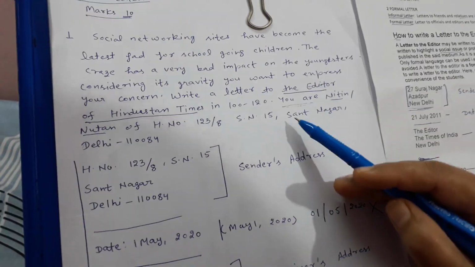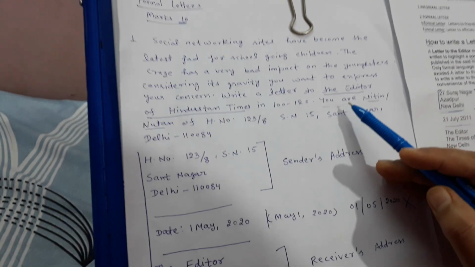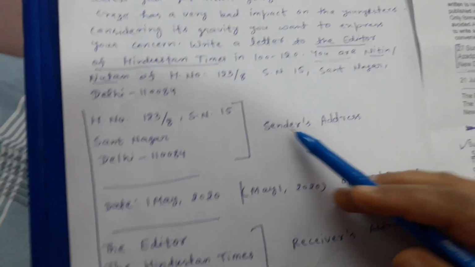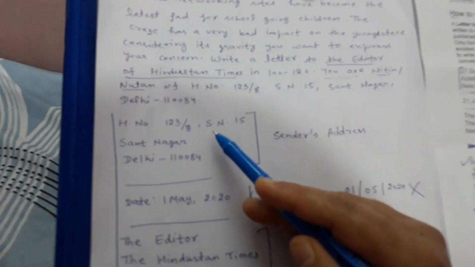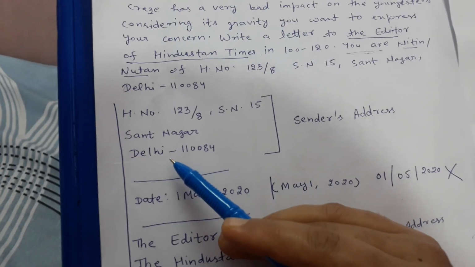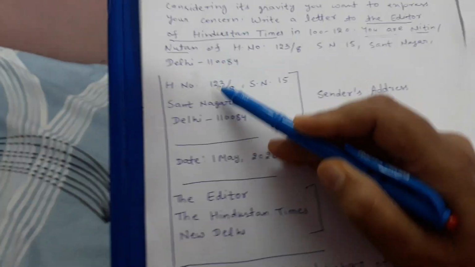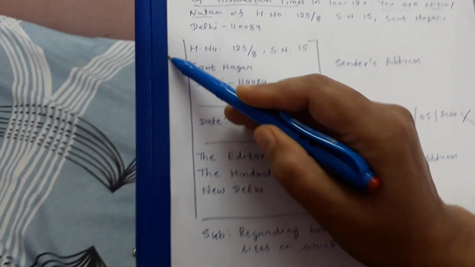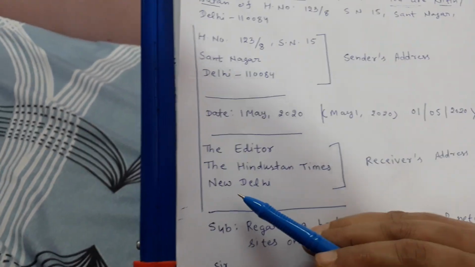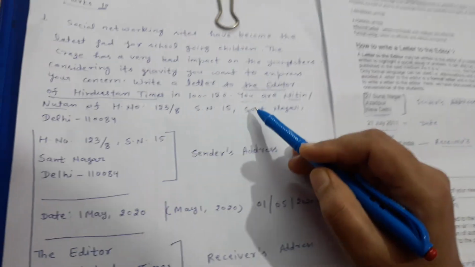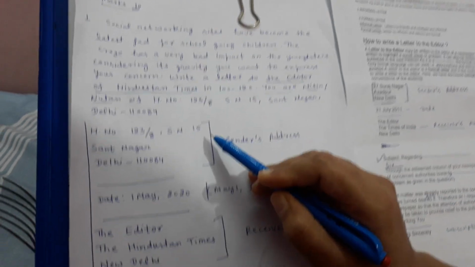The sender is that person who is going to write a letter. The address of the sender is this one, house number 123A, street number 15, Sant Nagar, Delhi 110084. And students, remember it, everything should be written on the left-hand side and the margin should be the same throughout the letter. This is the new pattern of writing the letter. After the sender's address, you can easily recognize the sender's address: the address given after "You are" is the sender's address.